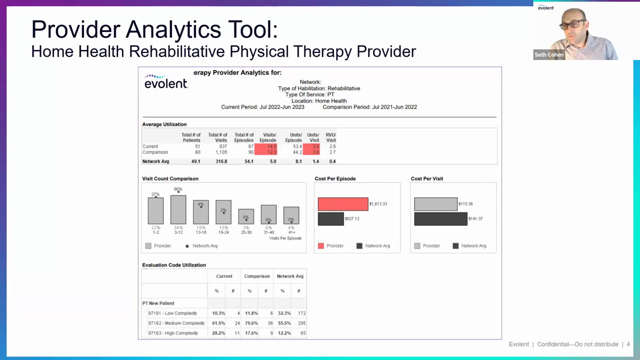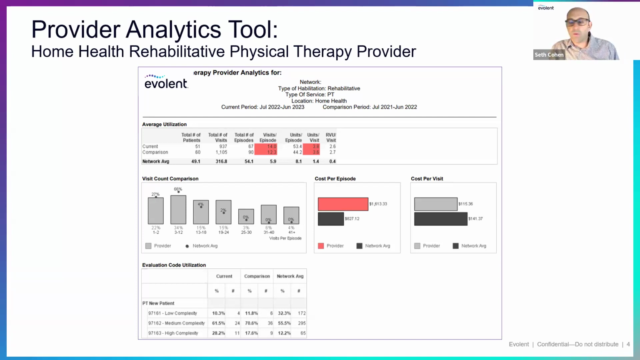Now, one thing we haven't really talked about so far is what do we do with these tools? The whole idea of this tool is to have a conversation. It's to talk with a provider and go over what we're seeing. So you look at that visits per episode and you go, oh, it's in red, uh-oh. It's not to penalize the provider, it's to talk to them and try and understand what's going on in their clinic. Are they seeing a particular patient type that does require them to see them for more visits?